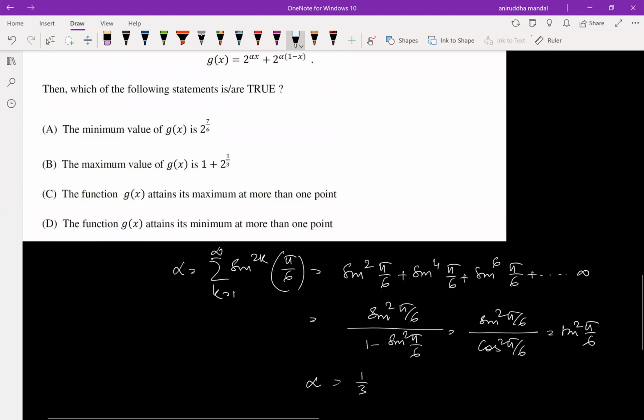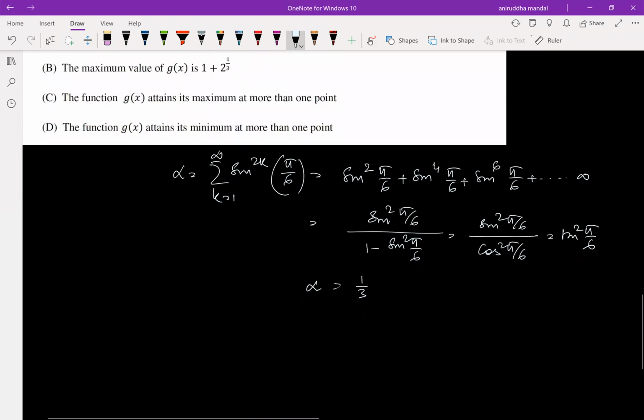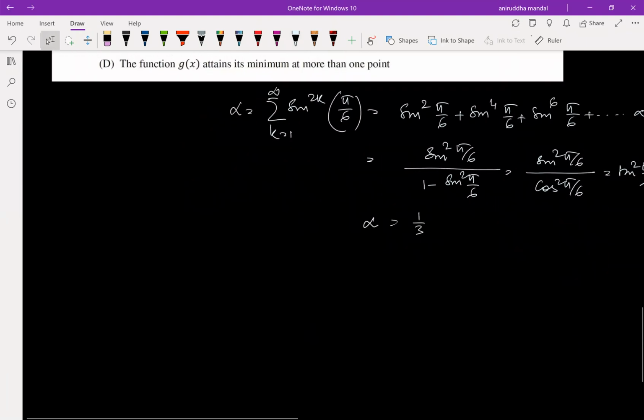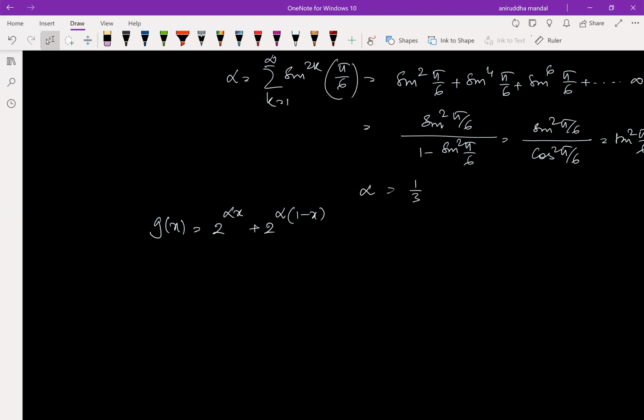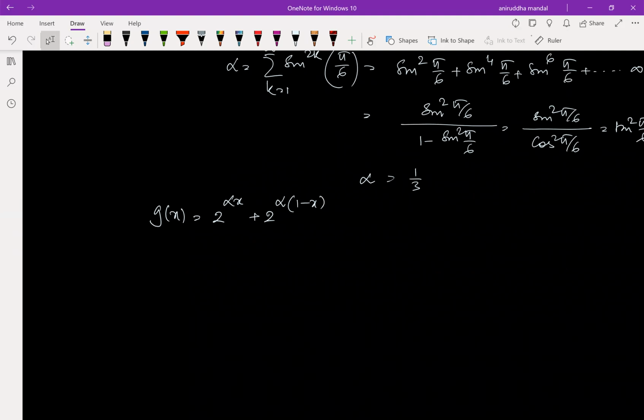Now coming to the second portion of this problem, that is gx. So let's say gx is given as 2 to the power alpha x plus 2 to the power alpha into 1 minus x. Now you can differentiate and find the critical point and check using the first derivative test or second derivative test. You can find the maximum and minimum values. So I am not going to that part. I am using the AMGM inequality.